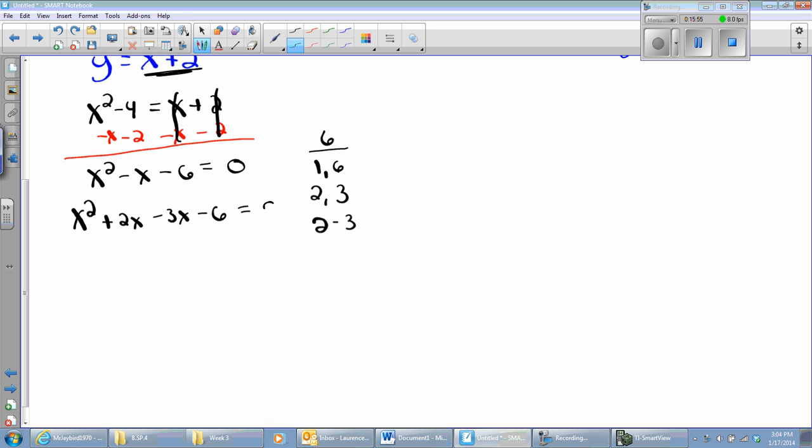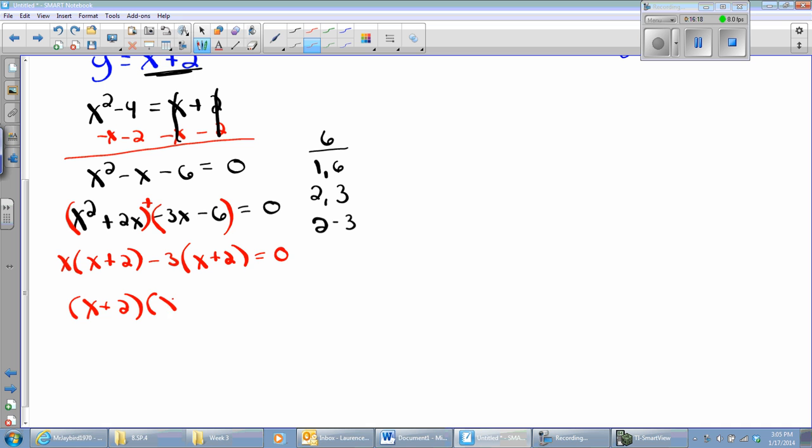That'll equal 0. I'm going to do some GCFing. Remember the GCFing? All right. And so I'm going to get x times the quantity of x plus 2. And I'm going to factor out a GCF of negative 3, and I'll get an x plus 2. It's all equal to 0. And then I'll pull out an x plus 2, and be left with an x minus 3.